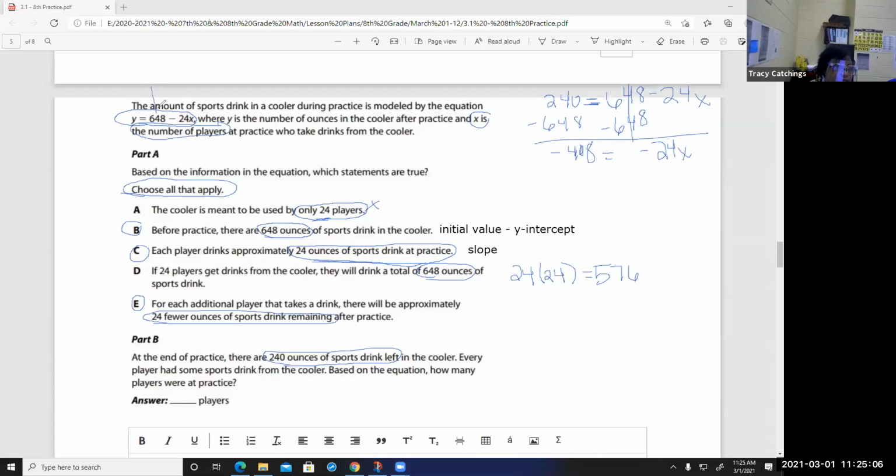No, the total is 648. But down here they told us we've got 240 left. So that's why 240 became our y-intercept. They're saying they started with 648, Jacoby, and then at the end of practice, they looked over and they had 240 left.